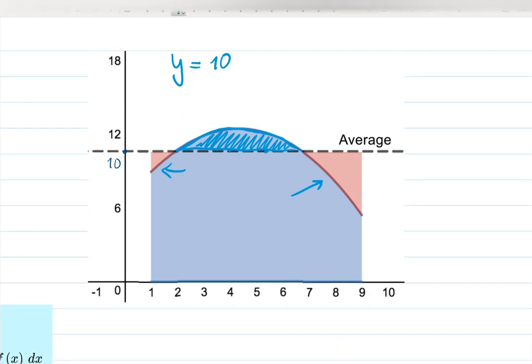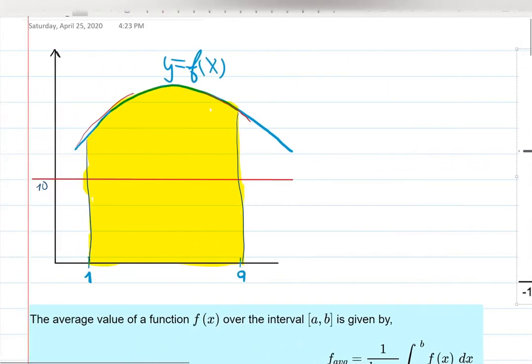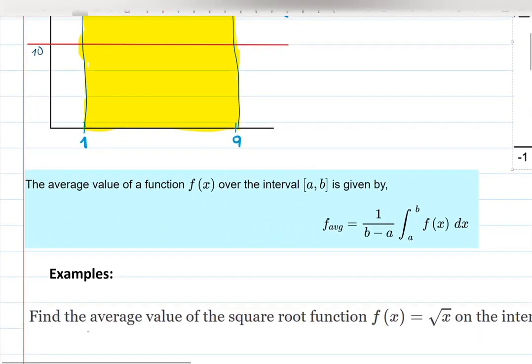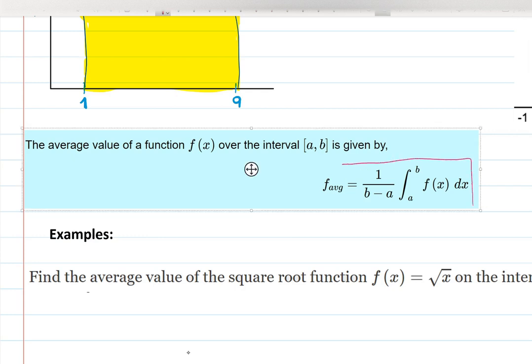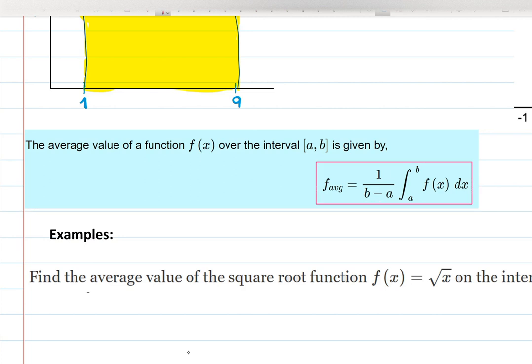Now let's work on the homework examples. After, of course, I will show you the formula, and this is what you need to know. The average value of the function f of x over the interval from a to b is just the integral from a to b, but then multiplied by 1 over the length of the interval, and that is 1 over b minus a.